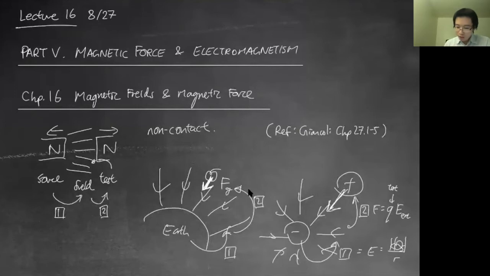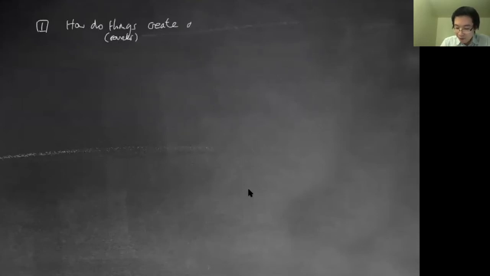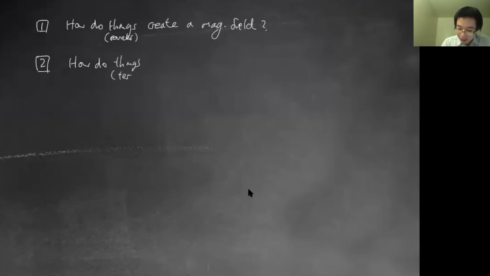Okay, so we'll split today into first addressing how do things, meaning sources, create a magnetic field, and step 2 is how do things react to a magnetic field? And this time the things are objects of interest, which we call test objects, that react to the magnetic field. And then finally we'll also talk about applications.